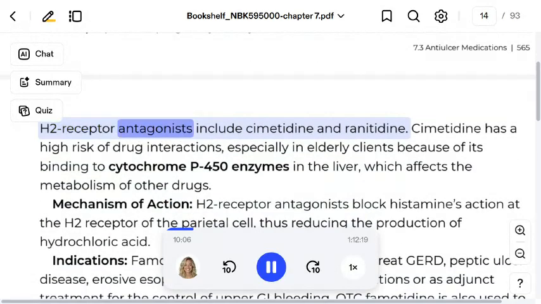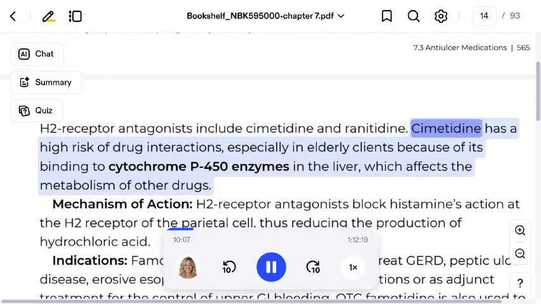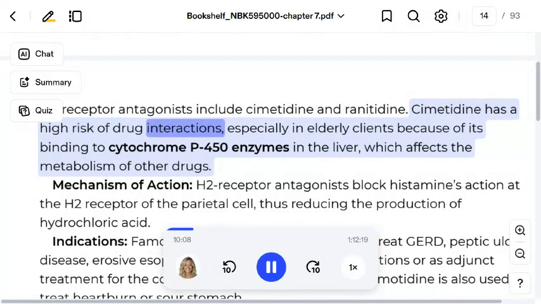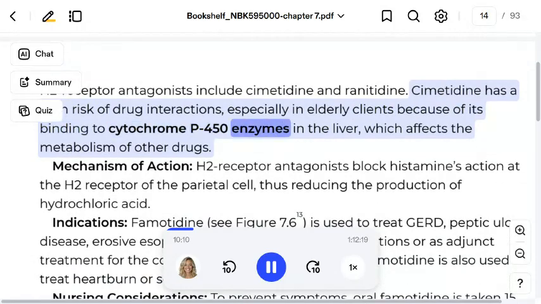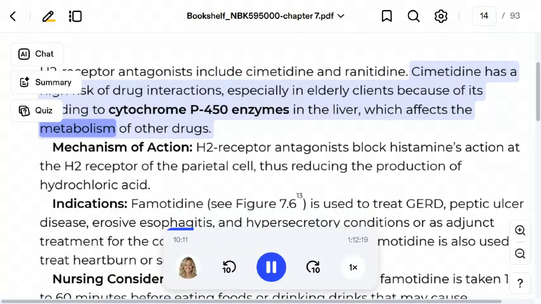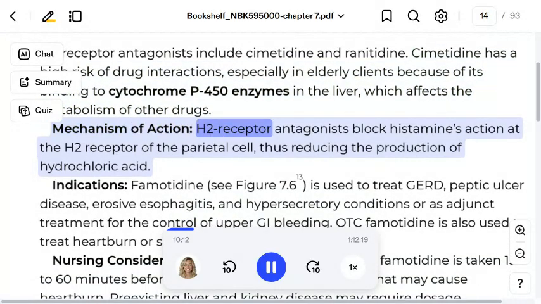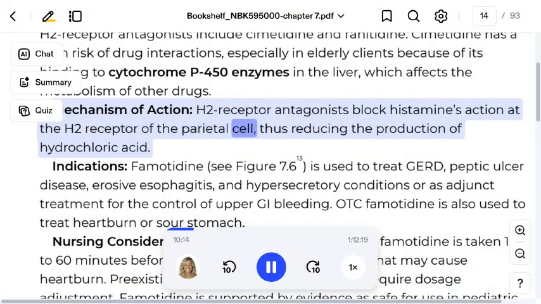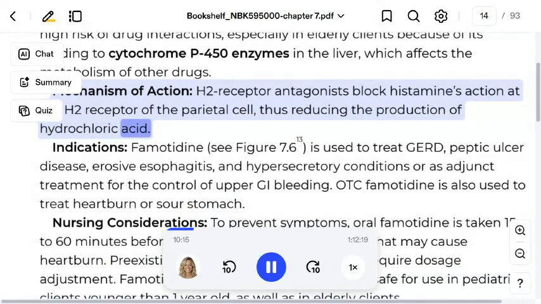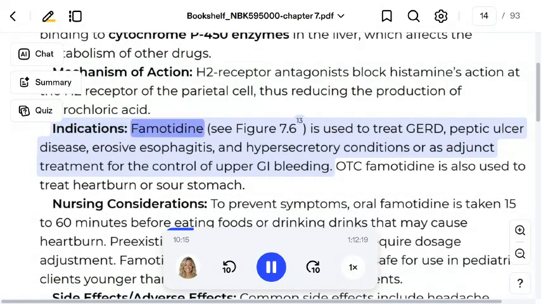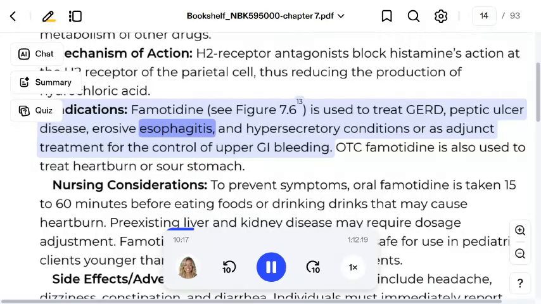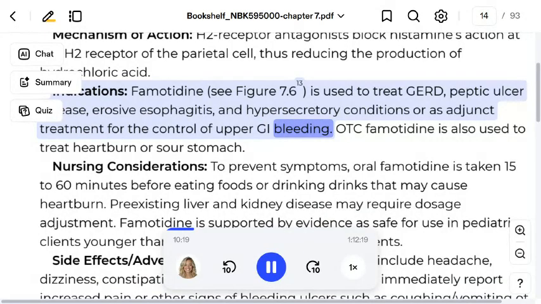H2 receptor antagonists include cimetidine and ranitidine. Cimetidine has a high risk of drug interactions, especially in elderly clients, because of its binding to cytochrome P450 enzymes in the liver, which affects the metabolism of other drugs. Mechanism of action. H2 receptor antagonists block histamine's action at the H2 receptor of the parietal cell, thus reducing the production of hydrochloric acid. Indications. Famotidine is used to treat GERD, peptic ulcer disease, erosive esophagitis, and hypersecretory conditions, or as adjunct treatment for the control of upper GI bleeding.